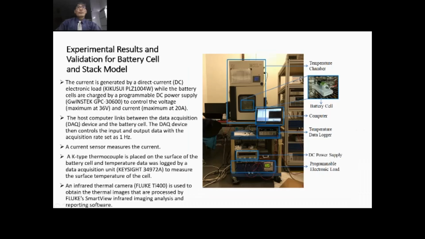The current is generated by the direct current electrical loads, while the battery cell is charged by the programmable DC power supply to control the voltage, and the host computer links the data acquisition device and the battery cell. The DAQ device will control inputs and outputs at an acquisition rate of 1 Hz. The current sensor measures the currents, the thermocouple sensor measures the surface temperature of the cell, and we have the infrared thermal camera. It is used to obtain the thermal images that are processed by the SmartView infrared imaging analysis and reporting software.